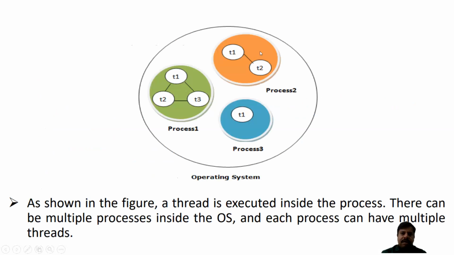Next, this diagram will show you the different processes which are independent of each other in an operating system. Okay, a thread is executed inside the process. There can be multiple processes inside the OS, and each process can have multiple threads.